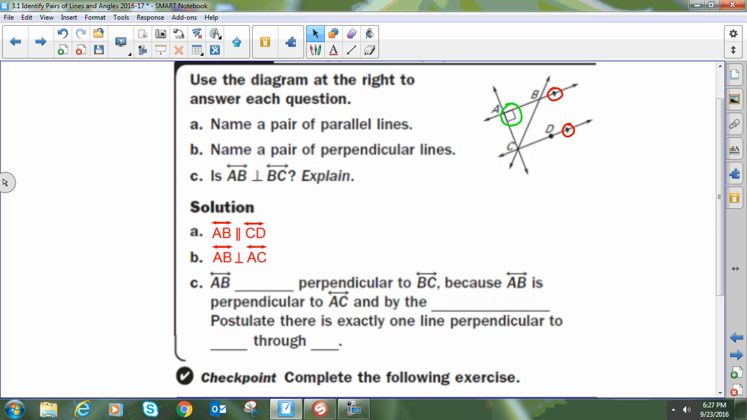Now pay attention to the symbols that we have here. The two vertical lines are saying AB is parallel to CD, and that upside down T looking thing is the symbol that we use for perpendicular. So for part C, is AB perpendicular to BC? Well, unfortunately, no, it is not. The perpendicular postulate says it can only go through one point and still be perpendicular to the line. So no, unfortunately, this one's not going to be that way. And there's nothing in the diagram that allows us to draw that conclusion anyway.